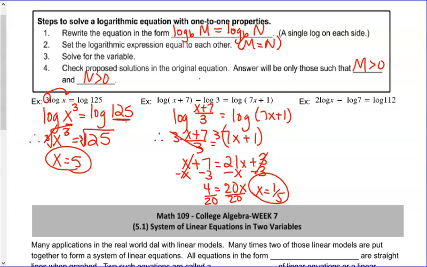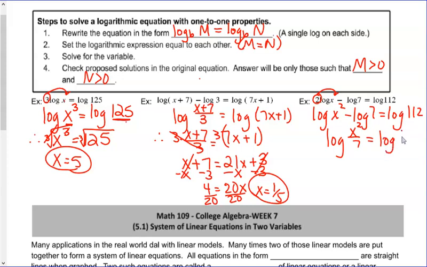Last question that we have. Again, it looks very similar to this one, but actually it combines this guy also. Because I have this 2 in front, I'm going to bring it in as a power. So I would get log of x squared minus log of 7 equals log of 112. So I still need a single log on the left side. Well, the difference of two logs can be condensed down into a single log as the quotient of those expressions. Set that equal to log of 112.